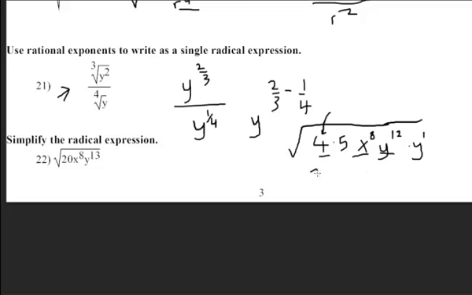Square root of 4 is 2. Square root of x8 is x4. Remember, all these are outside now. They're not inside square roots. y12 becomes y6. What's left is the 5 and the y. Okay, and that there, folks, is your answer. Okay, 2x4 y6 square root of 5y. Okay, there we go.